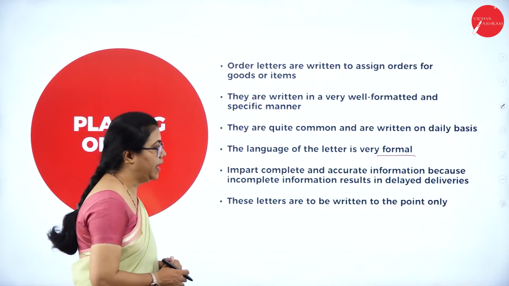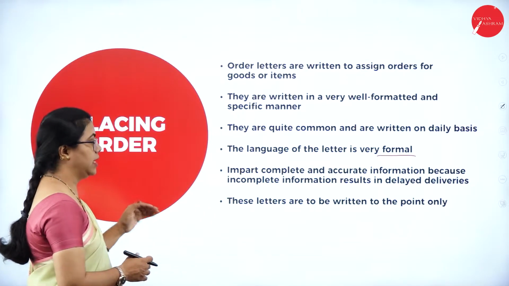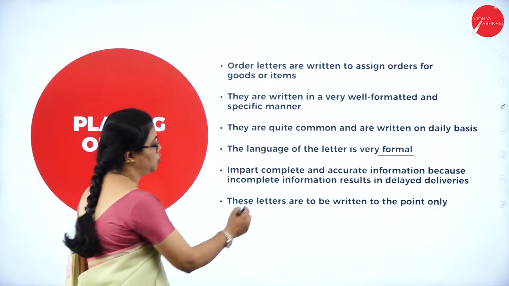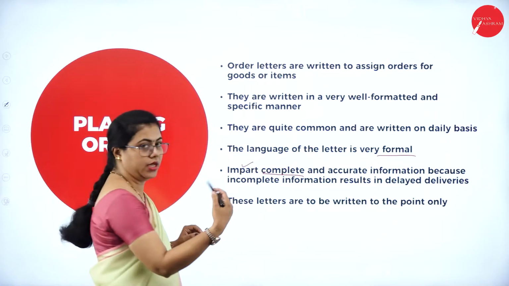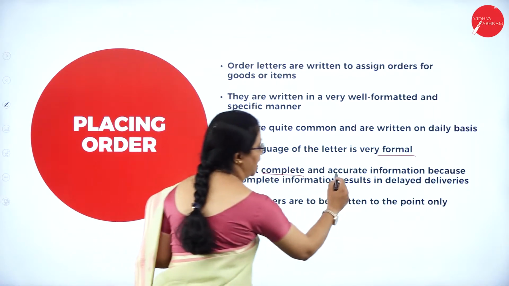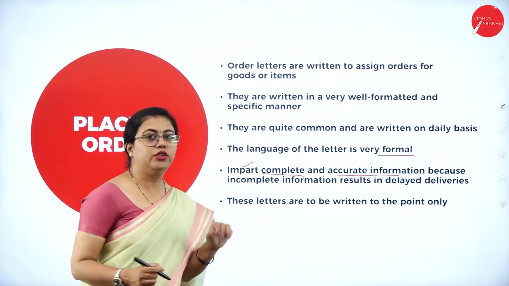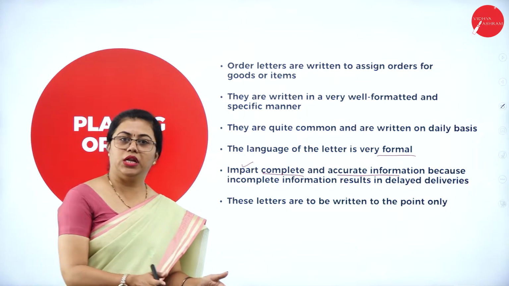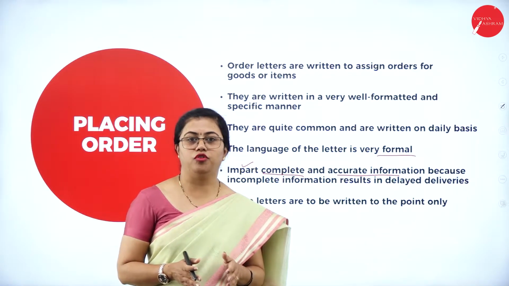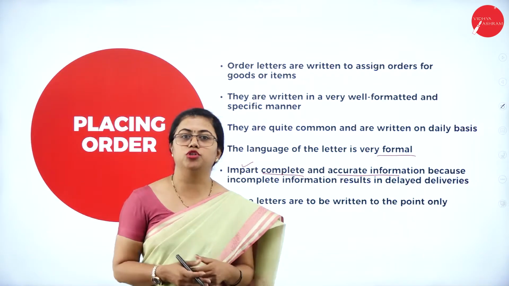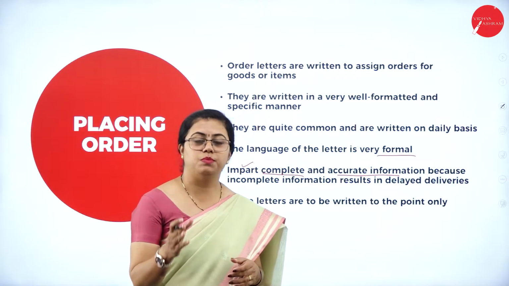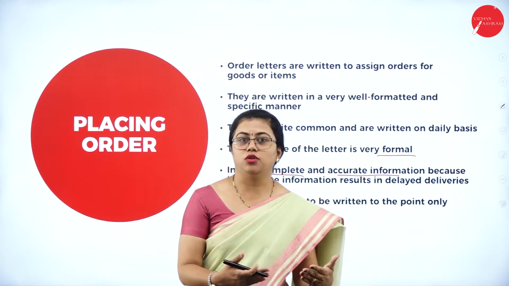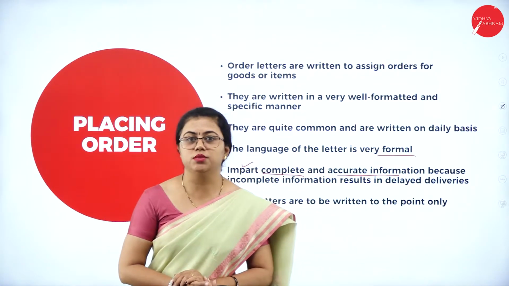Impart complete and accurate information, because incomplete information results in delayed deliveries. Impart means to give, to deliver complete and accurate information. You need to specify how much of the order you require. Why do you need these orders? As I told you before, when I told you about introduction to letter writing, I told you to specify the reason why you are writing that letter. So in order placing also, why you are placing this order is very much important.